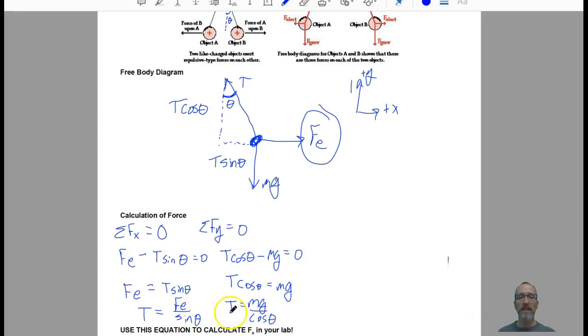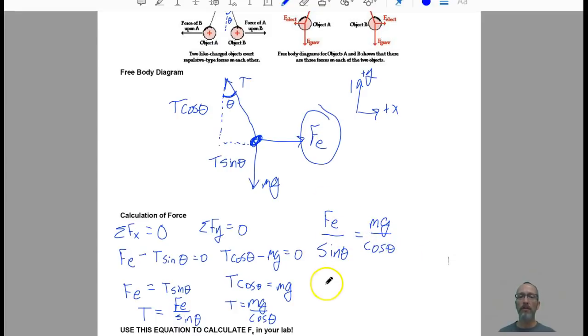So now let's just set these two things equal to each other, or you could say we're going to plug in the mg over cosine of the angle and put it in on this side, or we can take this and plug it in on this side. Either way you do it's fine. So I'm going to take Fe, which is, not iron, but the force of electricity, divided by sine of the angle, and that is equal to mg over cosine of the angle.